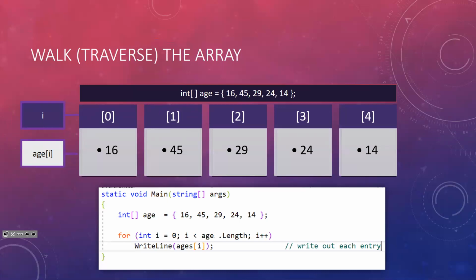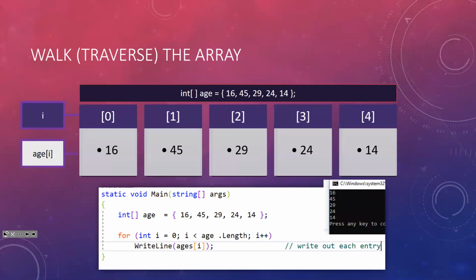Now, in my next execution, I becomes 1. I look at that value, 45. Then I becomes 2. I look at the value 29 and print it out. I becomes 3. I look at 24. And as I'm looping through this array or traversing the array, I can see any entry I want to in the array. I'm just focused on that entry that's pointed to by my index value I, okay?